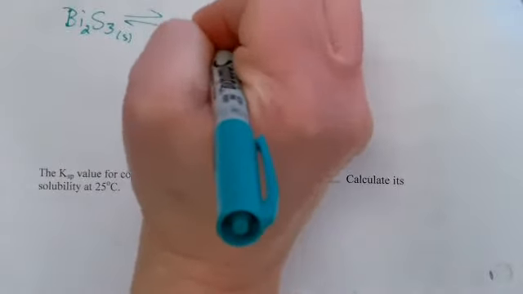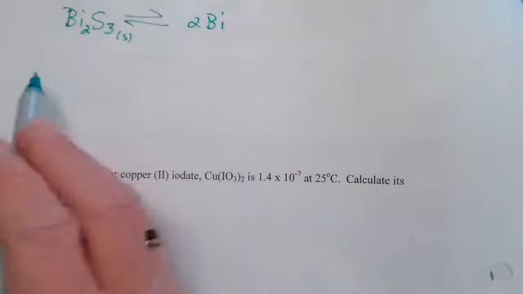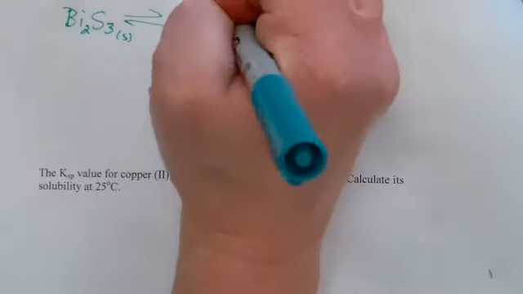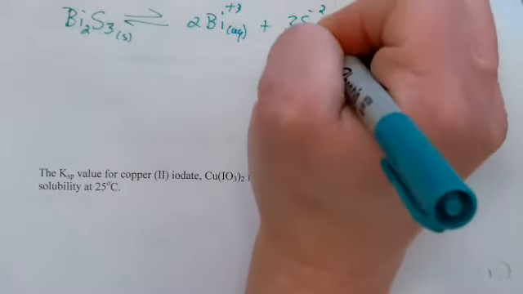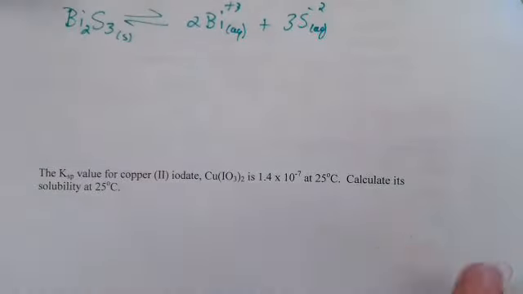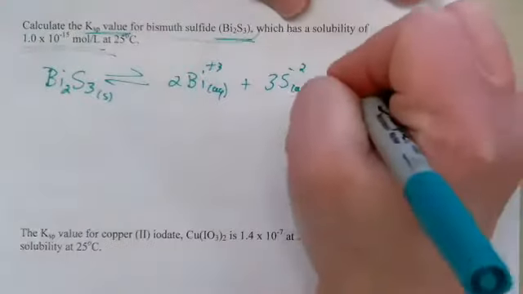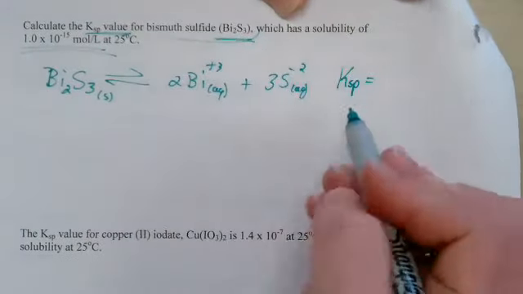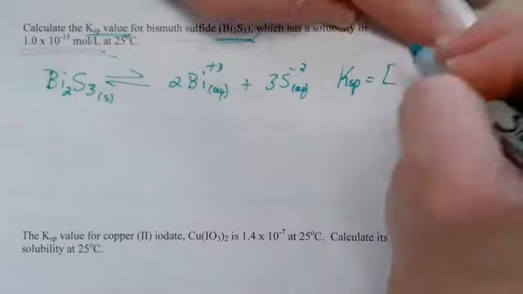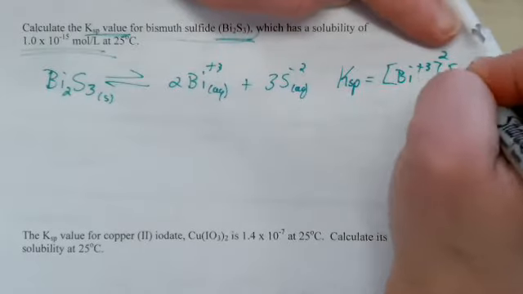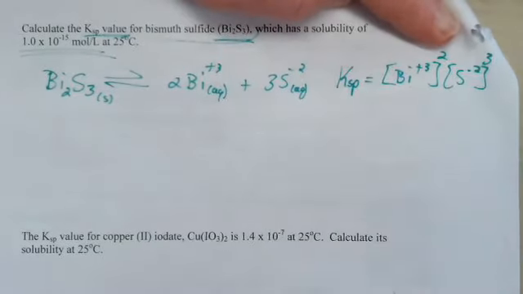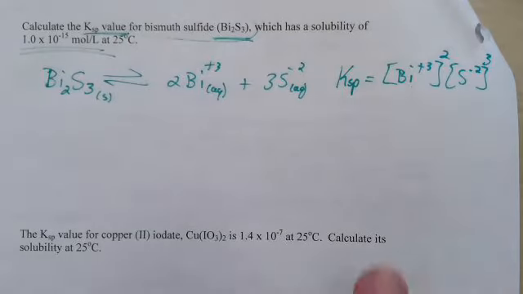So 2 bismuths. What is the charge on bismuth in the compound? +3, perfect. How about sulfide? Okay, be careful, be careful. It's just easy to make missteps. So our KSP will be the bismuth ion raised to the 2nd power and the sulfide ion raised to the 3rd. And that's what we're trying to find. All right, so we have our heading done.